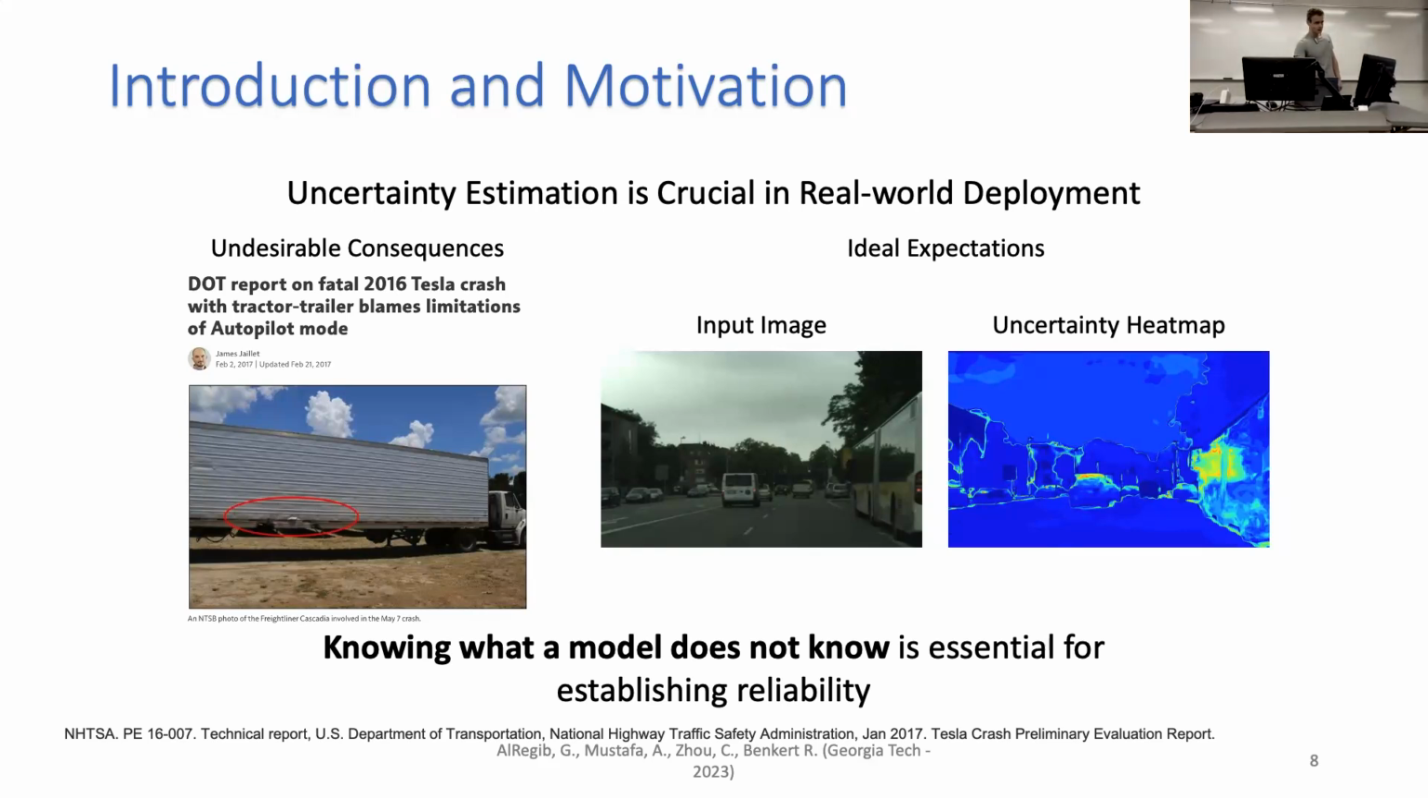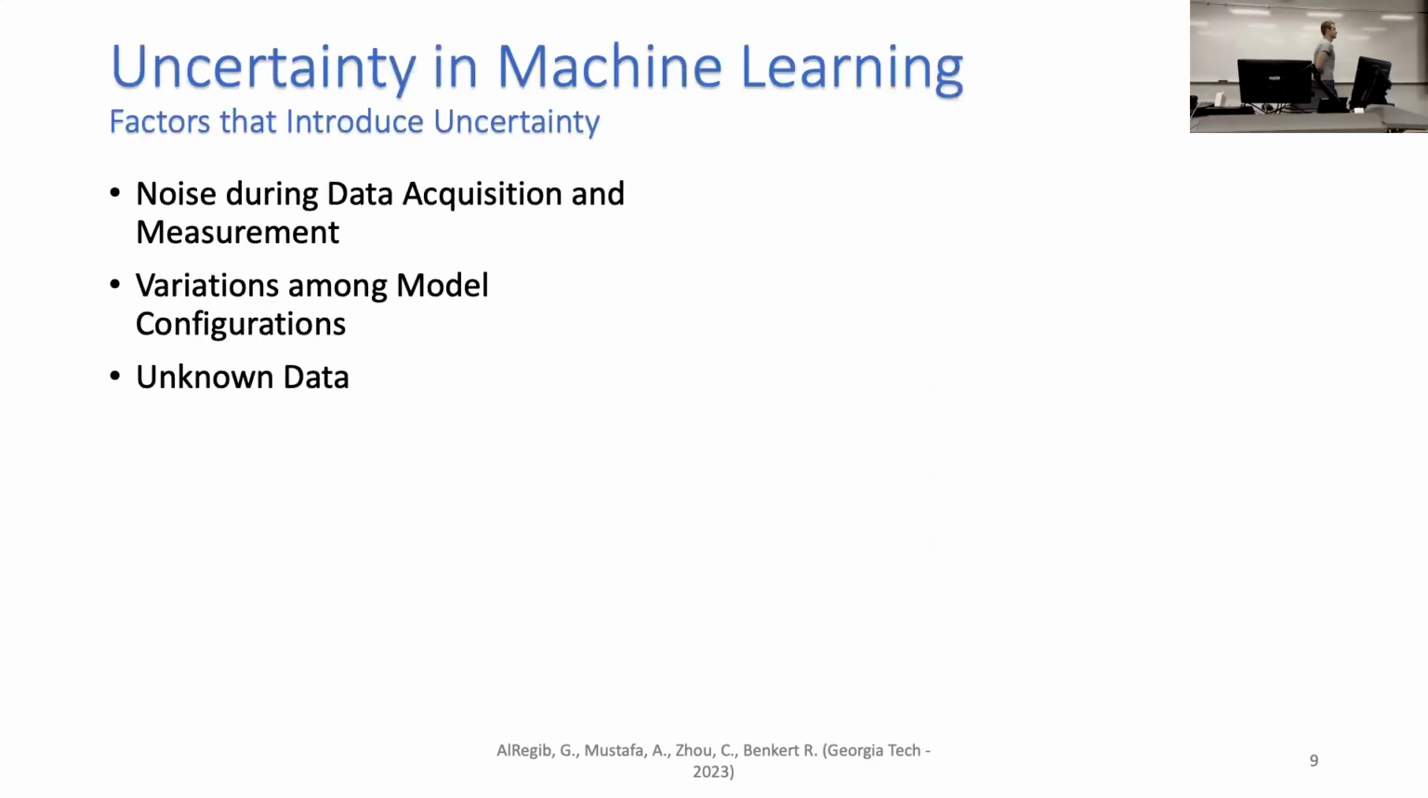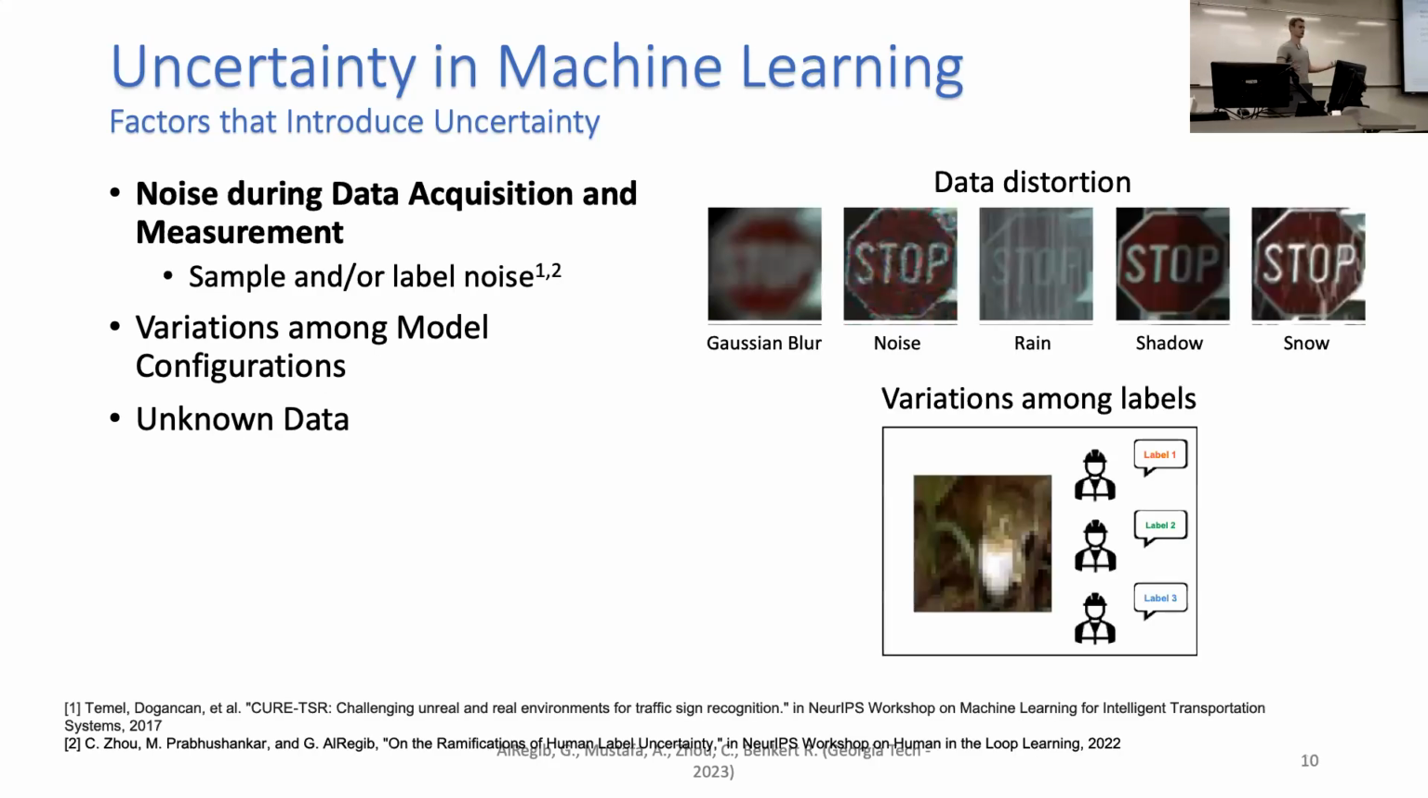So where does uncertainty come from? That's the next part I want us to understand before we dive into how we can estimate it. I'll be talking about three different things: the noise during data acquisition, variations in model configurations, and unknown data. Let's dive in to give you a sense of what all of these three sources of uncertainty are. First one, data noise.